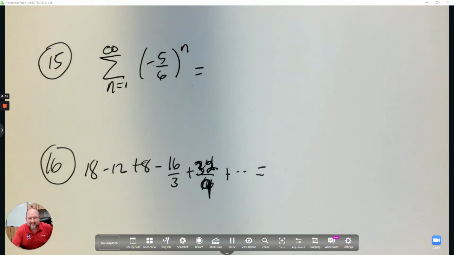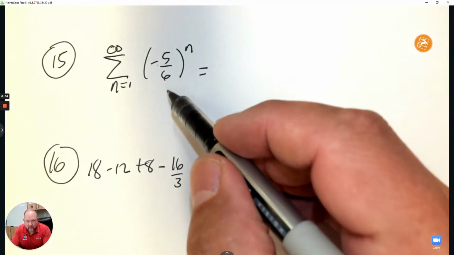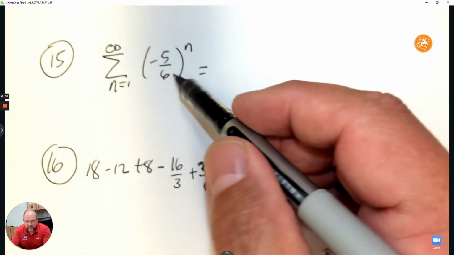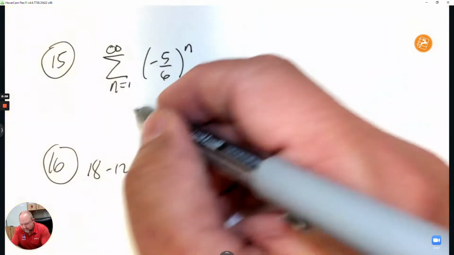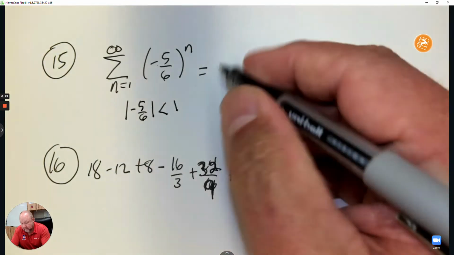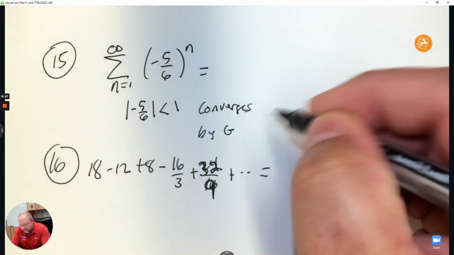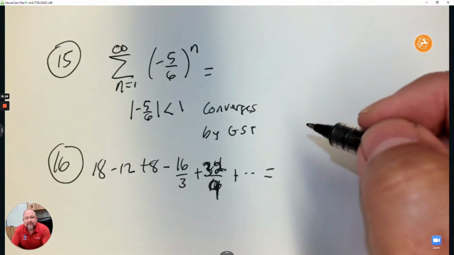Number 15. So I want to know if this converges or diverges. This is geometric or exponential. The rate is -5/6, and so the absolute value of that is less than 1. So therefore it converges. Why? It's the geometric series test.